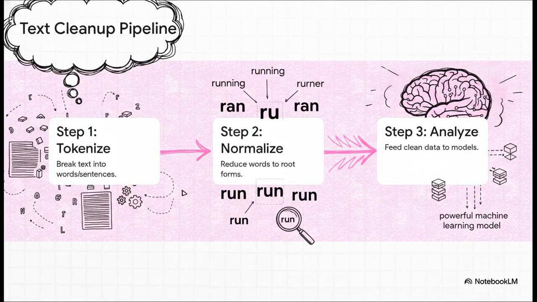What we've really done is build a text cleanup pipeline. Step 1, we tokenize the text to break it down into chunks. Step 2, we normalize those chunks using either stemming or lemmatization to group different forms of the same word together. And now, for the final step, this clean, beautiful, structured data is ready to be fed into a powerful machine learning model for some real analysis.